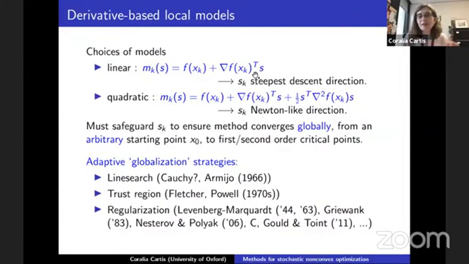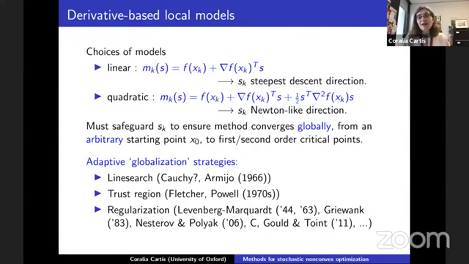A linear model, if I minimize that to get the change sk, so I minimize this model subject to some normalization of the step, I would get the steepest descent, a gradient method. Okay, I would get the gradient descent method. If I minimize a quadratic Taylor model, I get a Newton direction or a Newton-like direction, a second order method. Now, if I just calculated my step by minimizing these local models, would this be enough to give me a convergent method? The answer is no, not from an arbitrary starting point.